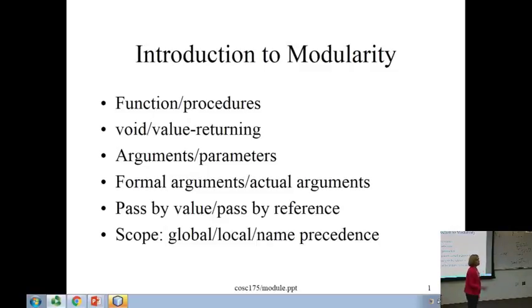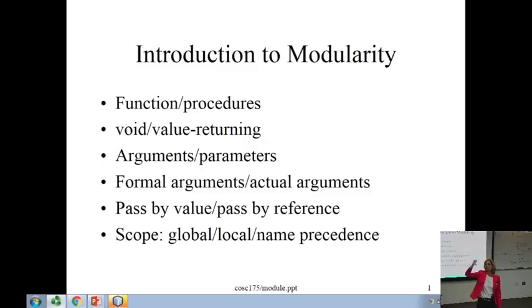And then the one tricky thing, I believe, with functions is pass by value, pass by reference. So I'm going to start introducing that today. We'll have a lab on that tomorrow, and then you'll be able to digest that, and we'll go over it again on Thursday.